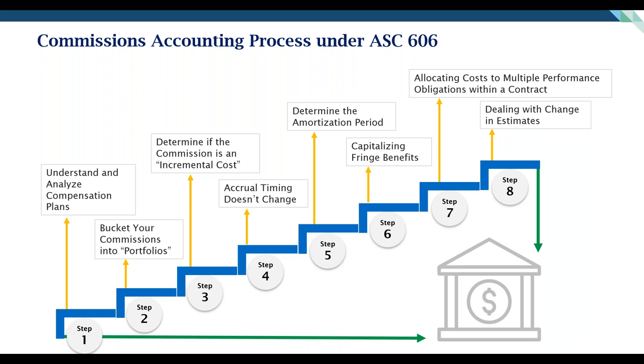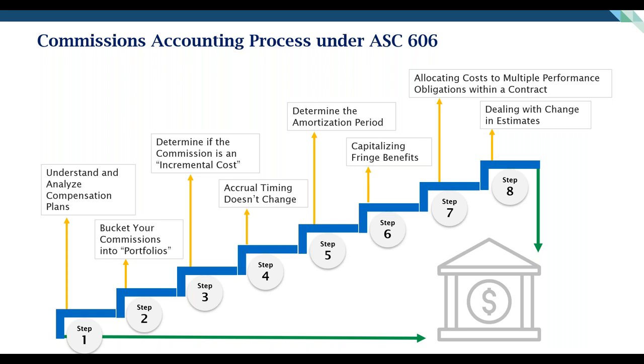It's very important because in a large company, especially telecoms, there are multiple sales plans for different products and different services. So what the FASB did allow is the portfolio approach, which means I am going to do the following 8 steps. The first step is understanding each of the compensation plans, which takes a long time, but it's the best foundation to have when you think about doing the commission expense correctly.